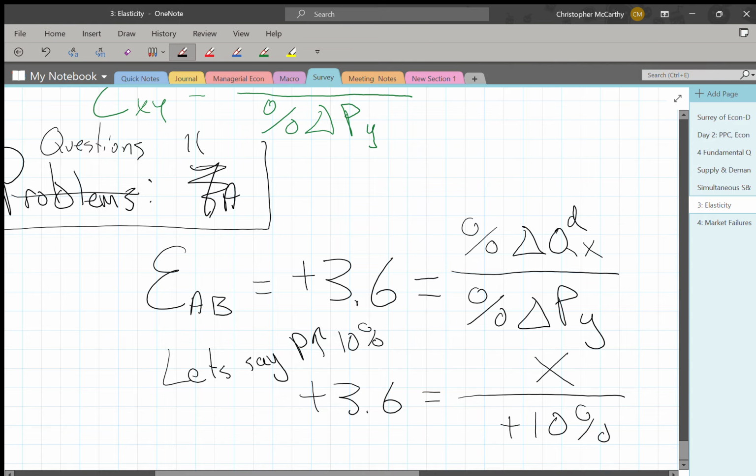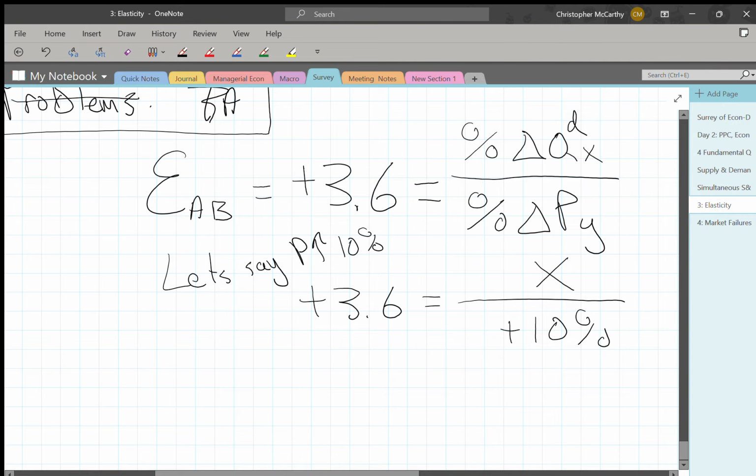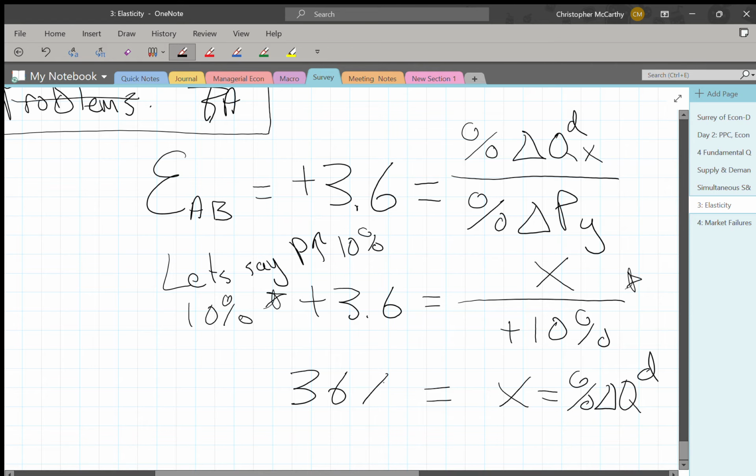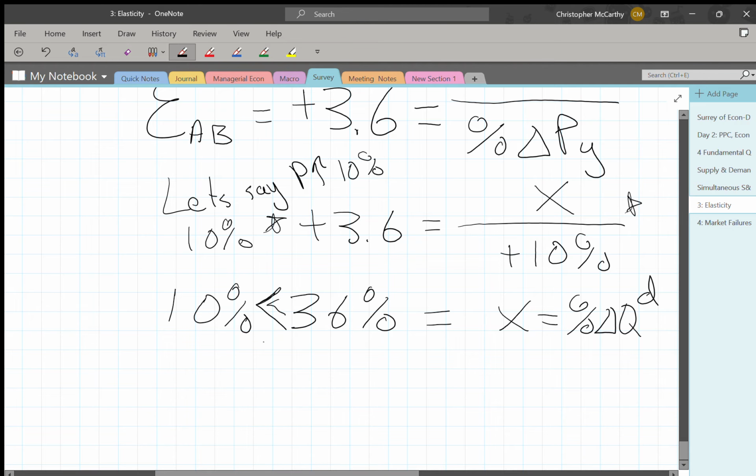So at this point, it's a pretty simple algebra problem where we can just multiply both sides by positive 10%, and we end up with an x, which is the percentage change in the quantity demanded, being what? 36%, right? So much larger than the price change, which was 10%. The reason why it's much larger is because the elasticity is positive.